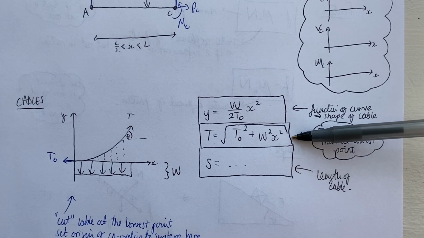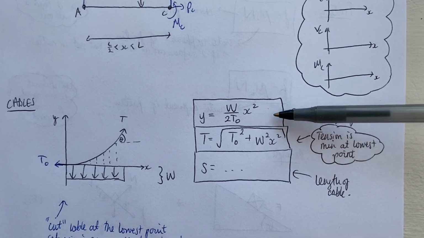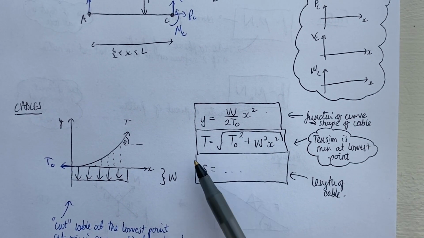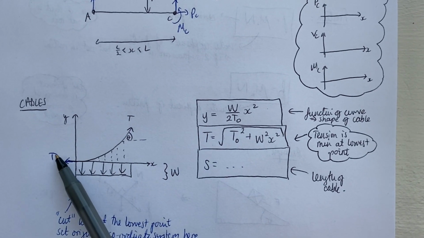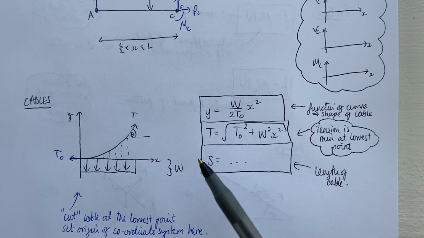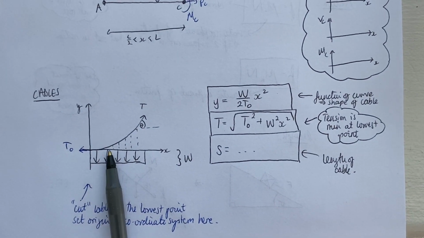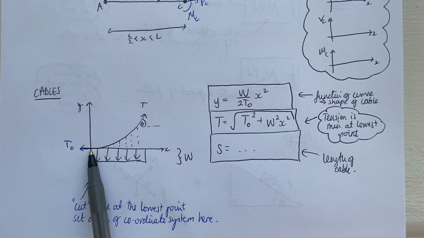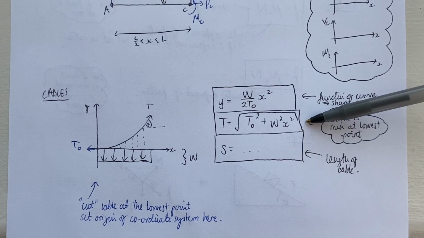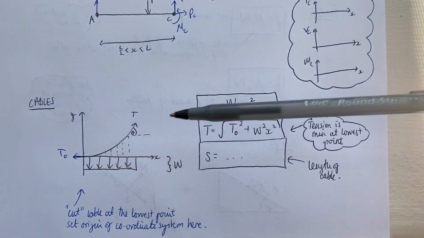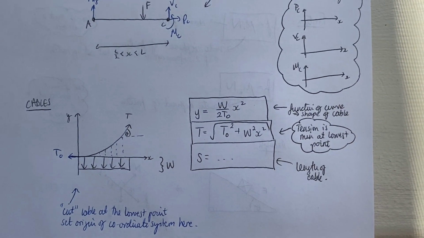The tension in the cable is given by this formula here, which we also derived, and that tells us that the tension in the cable is minimum at the lowest point, because x equals 0. Remember, what we do when we're formulating all of this is cut the cable at the lowest point and then set that as our origin of our coordinate system. So when x equals 0, this value T is minimum, so that tells us that the tension is minimum at the lowest point, and conversely the tension is maximum at the highest point, right?